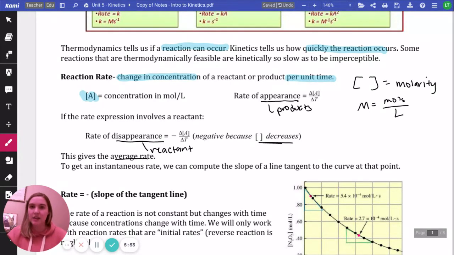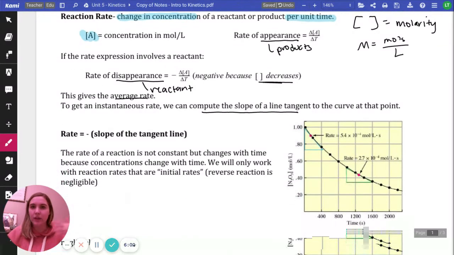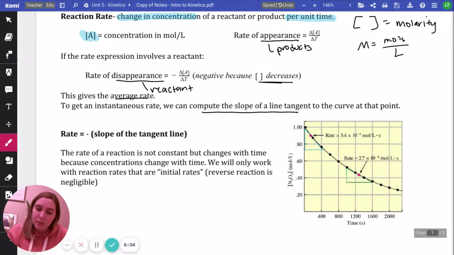And to get that instantaneous rate, that rate at that moment, we are going to compute the slope of a line tangent to the curve at that point. So you'd basically figure out your tangent line. Remember to solve for slope, it is change in y over change in x. And that would give us the slope of our line there. And so our rate will be equal to the negative slope of the tangent line.